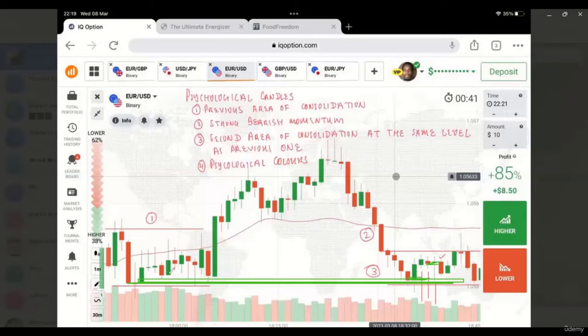Why? Because it's a previous basement consolidation area, and after that basement the market started to go up strongly. So the market again came back to the same area. So anytime buyers may enter the market very strongly. So that's why in this area we will not analyze like that.